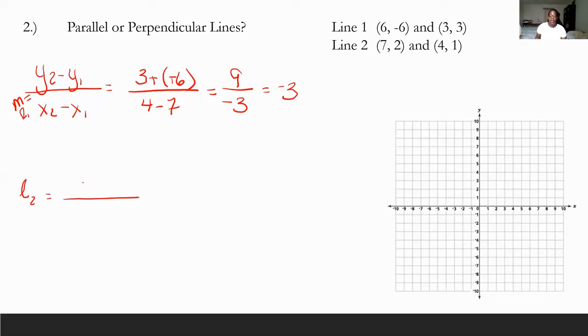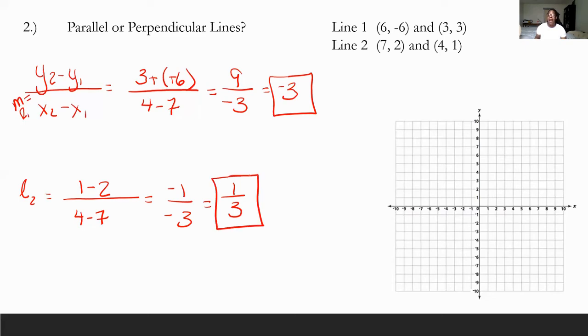So if I want, I can say 1 minus 2 over 4 minus 7. So 1 minus 2 gives me a -1. 4 minus 7 gives me a -3. Now, a negative divided by a negative will give me a positive. And then I will still have my 1/3. So we have a slope of -3, and we have a slope of a positive 1/3.